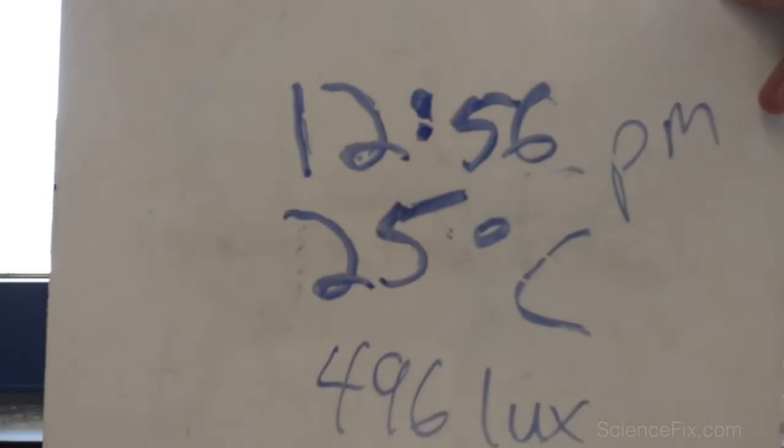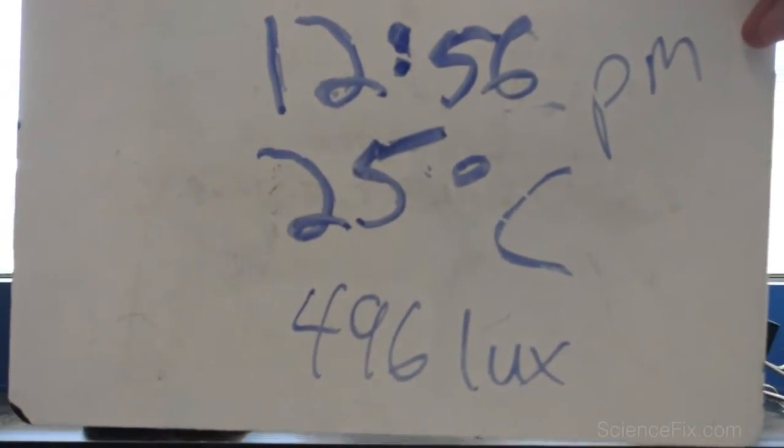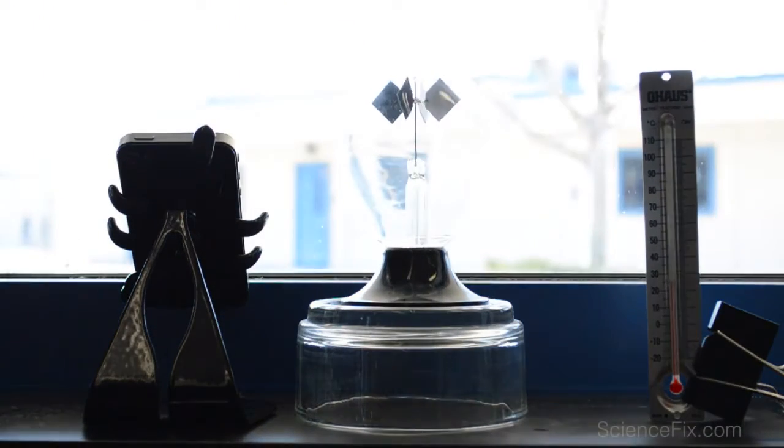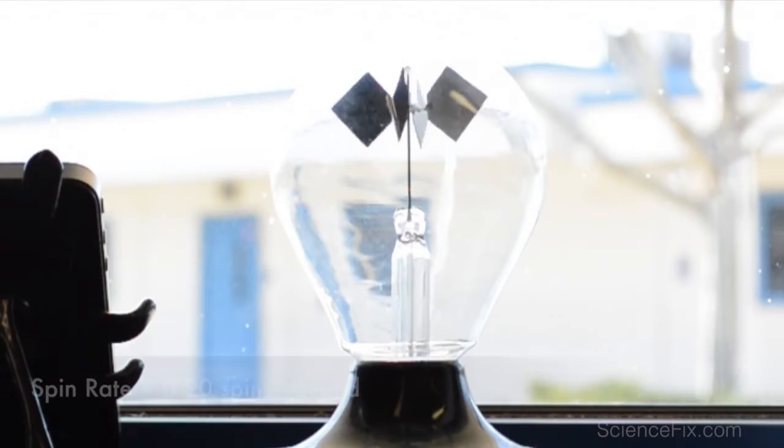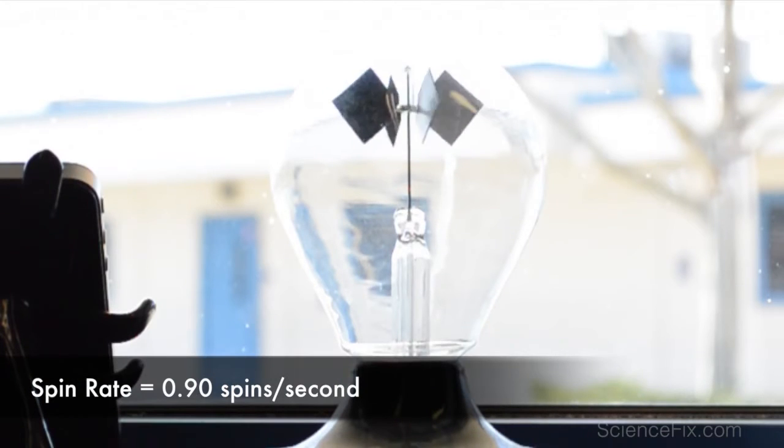Now the time is 12:56 p.m. Temperature is 25 degrees Celsius, and the amount of light is 496 lux. Let's take a look at the spinning rate, see if it's changed at all. The spinning rate is 0.90 spins per second, so it has increased a little bit.